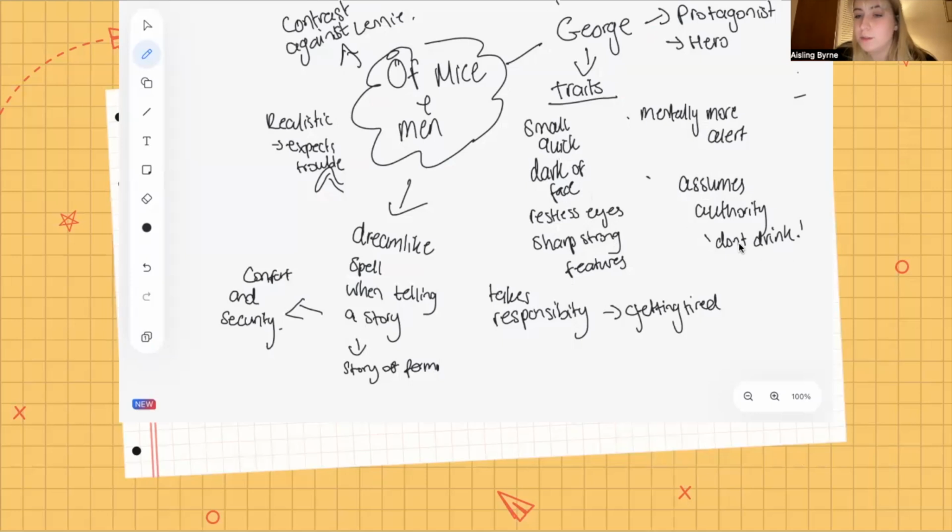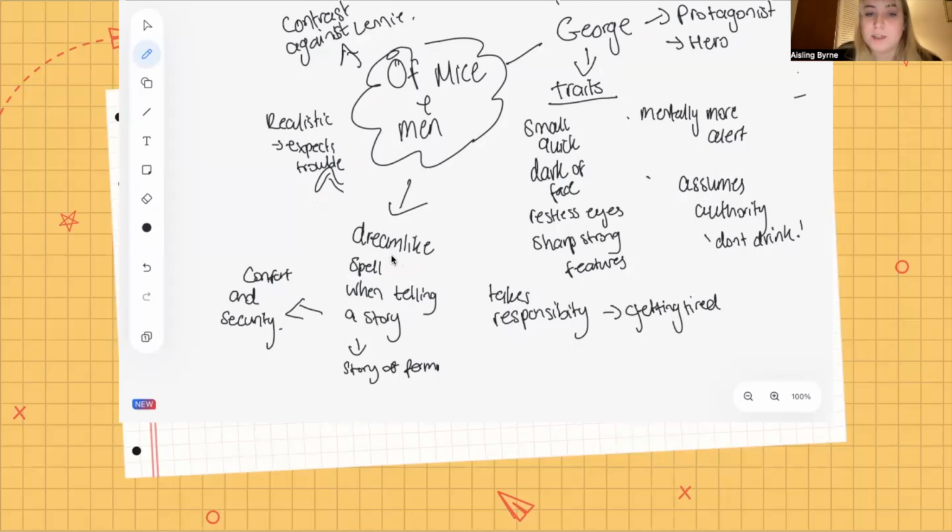Assumes authority. This is from his dialogue, how he's speaking to other characters. I have Lennie over here, the character I'm using to talk about George, also as a contrast. George is mentally more alert than Lennie. Takes responsibility, and then I have here an arrow, but he's getting tired. So he takes responsibility, but he is getting tired. I might have to add that in because maybe he's changed. Maybe he's got tired by the end of the novel.